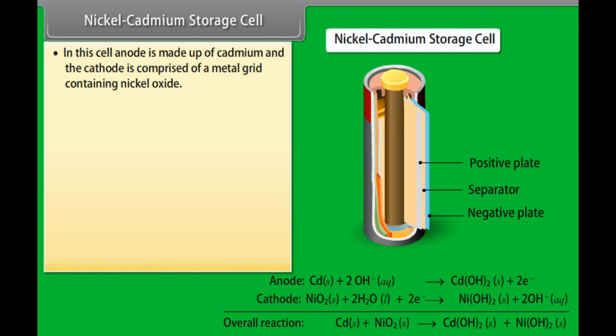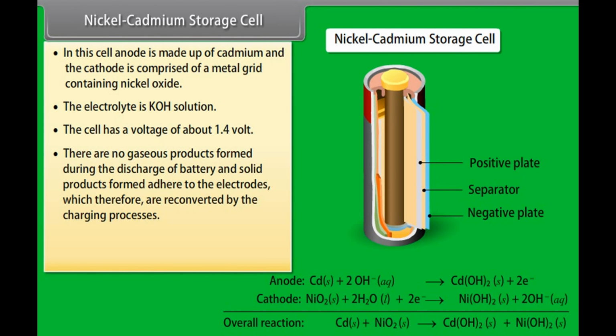Nickel-cadmium storage cell. In this cell, anode is made up of cadmium and the cathode is comprised of a metal grid containing nickel oxide. The electrolyte is KOH solution. The cell has a voltage of about 1.4 volts. There are no gaseous products formed during the discharge of the battery, and solid products formed adhere to the electrodes, which therefore are reconverted by the charging processes.